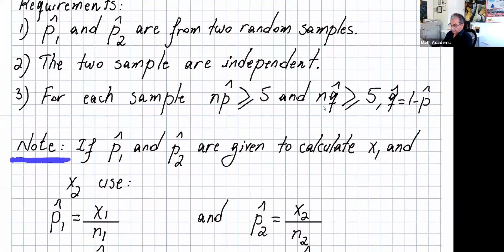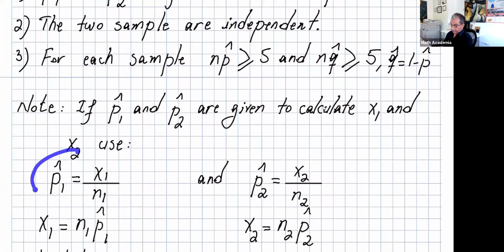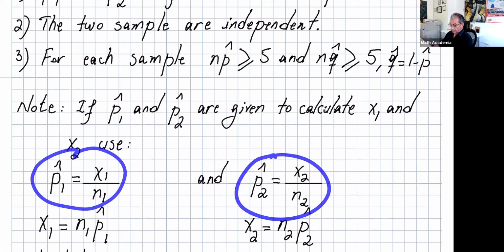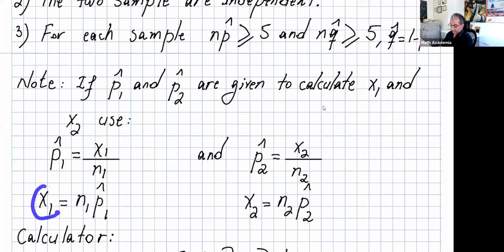This is an important note, especially when you use your calculator. If p hat 1 and p hat 2 are given, to calculate x1 and x2, we use these formulas. We isolate x1. If p hat 1 is x1 over n1, then x1 is n1 times p hat 1. And if p hat 2 is x2 over n2, then x2 will be n2 times p hat 2.